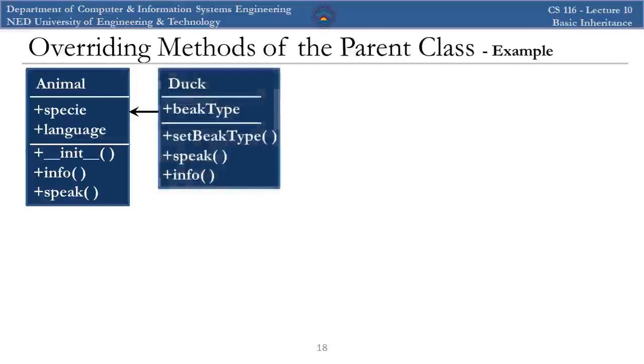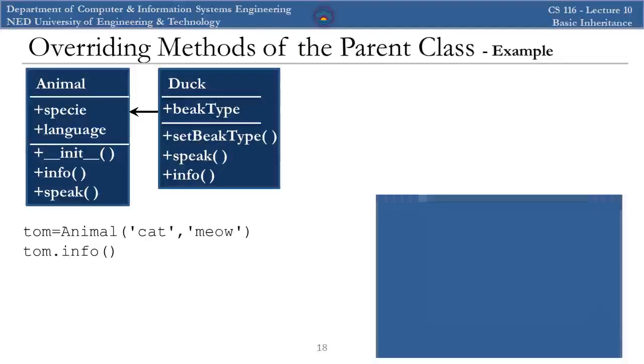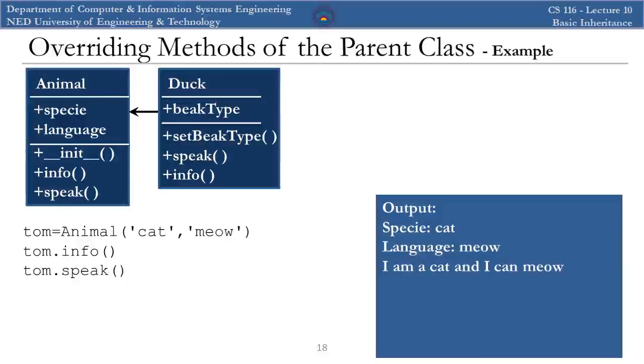This is how our class diagram looks. One more method is added to class duck, which is overriding the same method of its parent class. So the test code is the same. Tom is of type animal, so there is no change in the output. Again, no change in the output. Defi is defined the same way. We have not defined any init method here, so it is calling the init method of class animal.